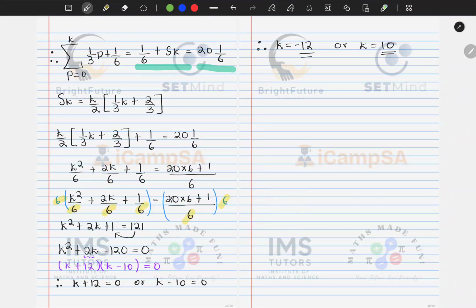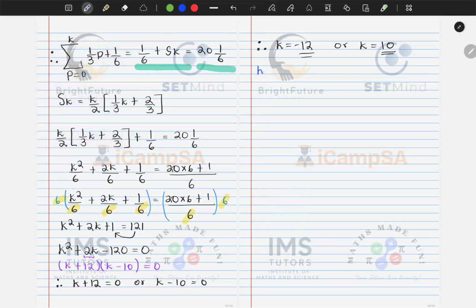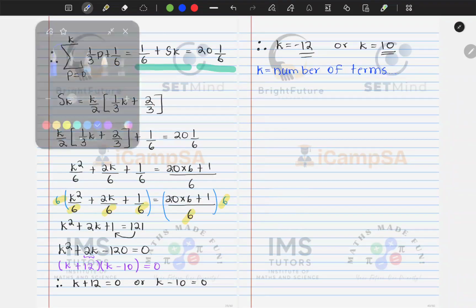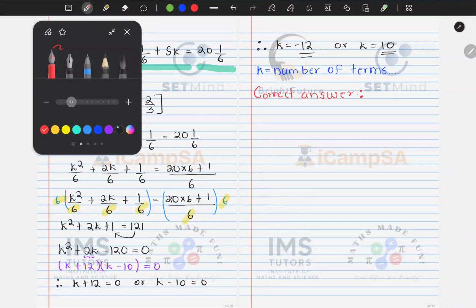So remember where the k is. K tells us the number of terms. Remember that. K equals the number of terms. So now when you look at the two answers which we have, k is negative 12 and k is positive 10. The correct answer here should be k is 10, because we can't have negative 12 number of terms. So the correct answer for our problem is k equals 10.